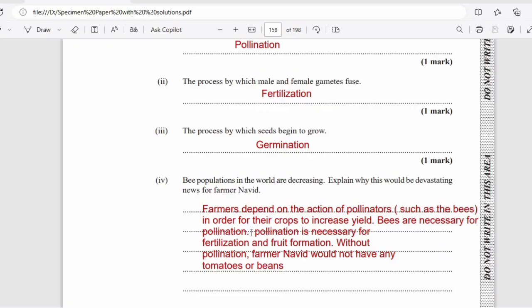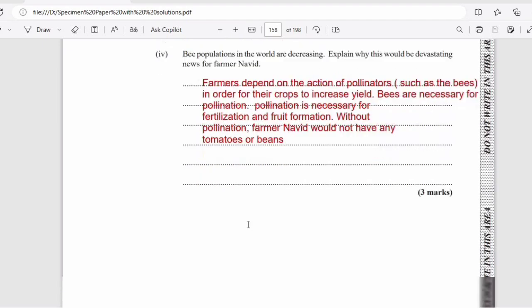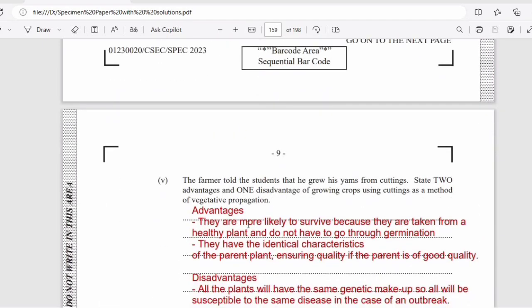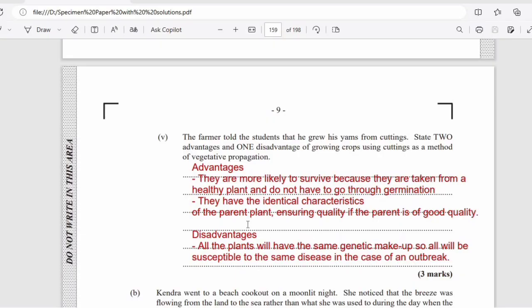So guys, this speaks specifically to Farmer Navid because the question asks you to explain why it would be devastating for him as a farmer. But in general, we always need pollinators because they are necessary for fruit and food production. Always remember that, and to explain that would have given you 3 marks. The next part of the question says, the farmer told the students that he grew his yams from cuttings. State 2 advantages and 1 disadvantage of growing crops using cuttings as a method of vegetative propagation.